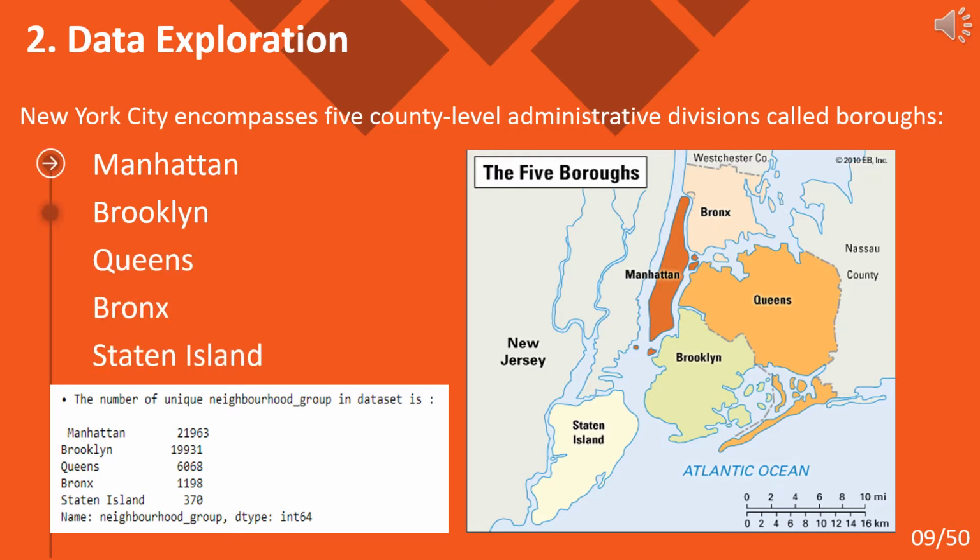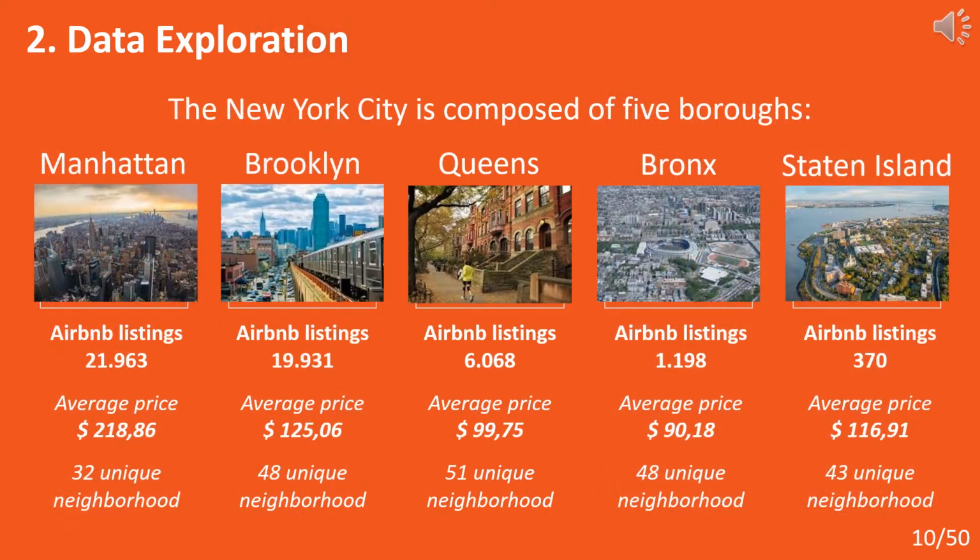New York City encompasses 5 county-level administrative divisions called boroughs. In our data set, borough is called neighborhood group. These are Manhattan, Brooklyn, Queens, Bronx, and Staten Island. Each neighborhood group, or borough, has been drilled down into finer locations as neighborhoods, whose count is 222.